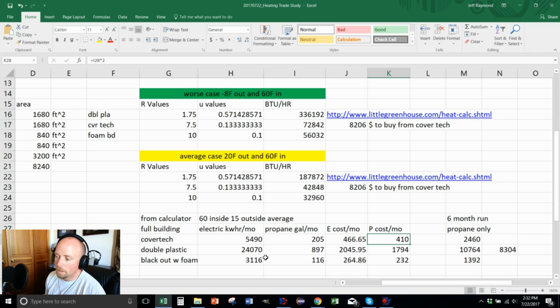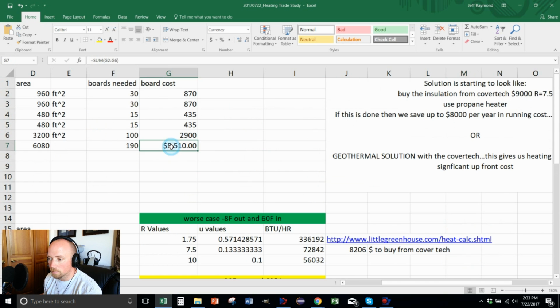So when we look at that, and we look at how much propane we would need per month, based on the different types of covers here, to run propane for 6 months with CoverTech would be $2,460. If we were to black it out with foam, which would mean we need a lot more lights, it would be only $1,392. So foam board is not a bad idea as far as its return on investment goes. You pay a pretty penny. I think it's about $20 a sheet, and they're 4 foot by 8 foot. I think I did the calculation somewhere.